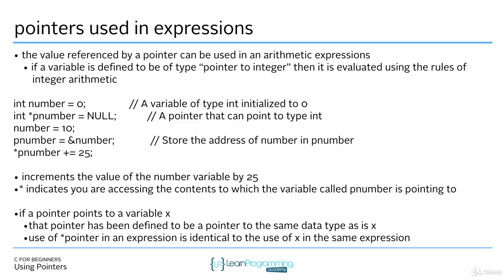If a pointer points to a variable x, that pointer has been defined to be a pointer to the same data type as x, right? So if you create an int pointer or a float pointer, you can only have an address of a data type that is float or int, depending on which one you declared. The use of the indirection operator in an expression is identical to the use of x in the same expression. That's all it's saying: if you have a float or an int and you use the indirection operator, you dereference it, you can do whatever you could if you had a float or an int, whatever it's pointing to.